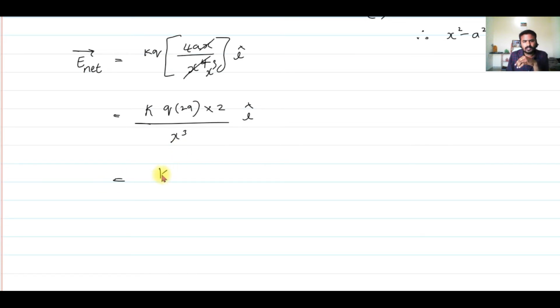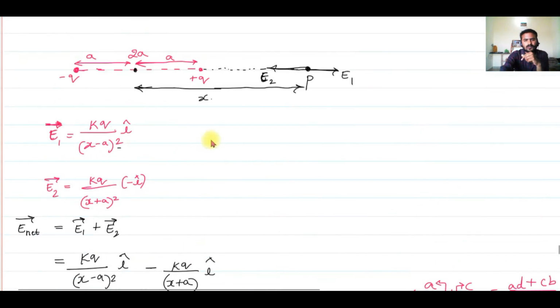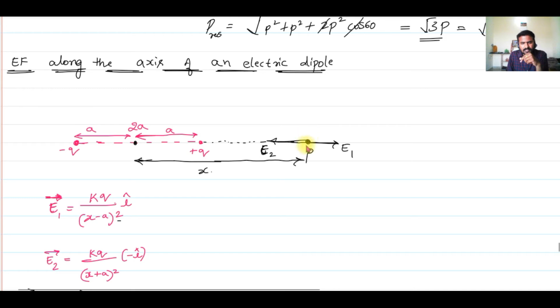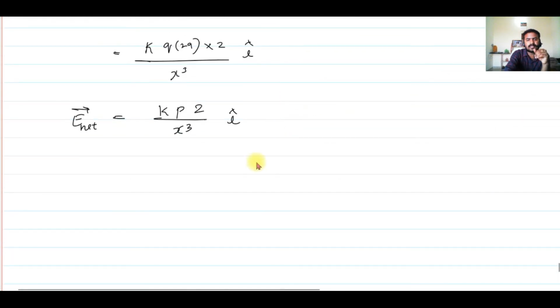Okay, k into p into 2 divided by x cube, and then you have this I cap. Again my answer has turned out to be plus I cap. Okay, that means I don't have any negative sign here. That means my net electrical field at that point along the axial line, at this point the net electrical field is along positive x direction. Okay, that is what this I cap indicates.